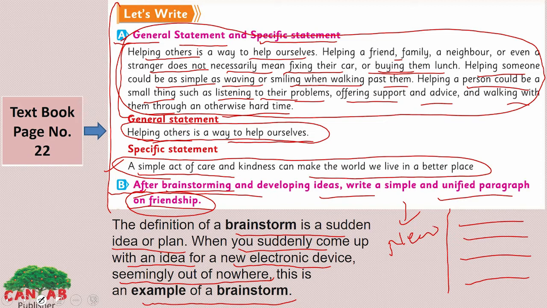Put aside all your common ideas which come in your mind very easily. But if you think of a unique or a new idea, it is called brainstorming. You have to think about it. You have to focus on it. So, develop your ideas, brainstorming and developing ideas. Think of the unique or new idea and write a simple paragraph on friendship here.